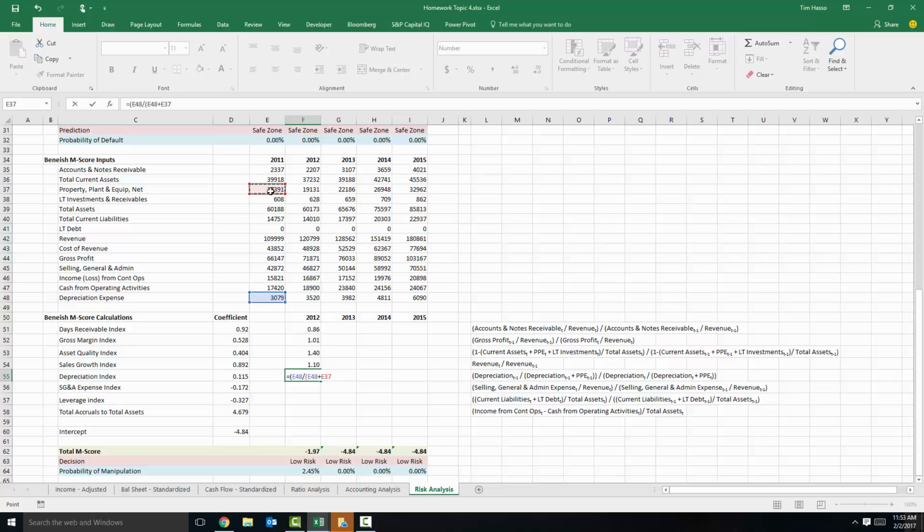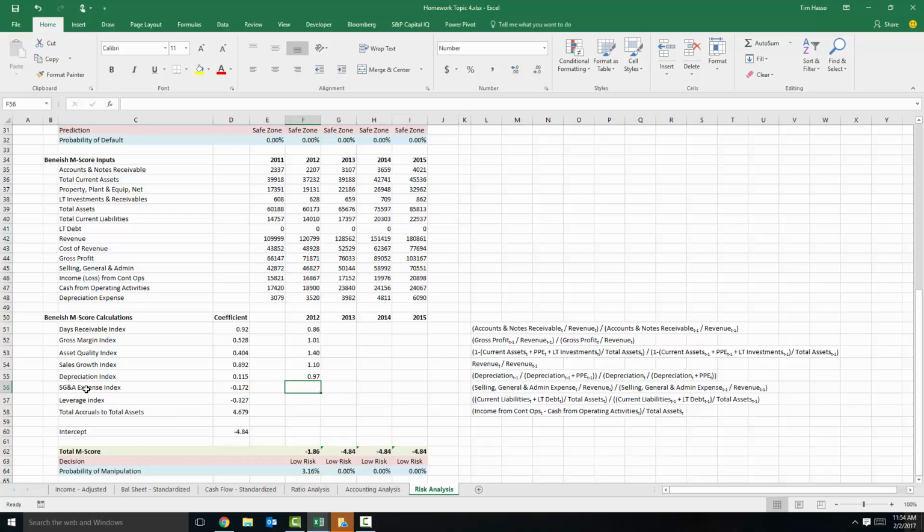Then you close that bracket, and then close another bracket, and then divide that sum by a similar formula but for this year. So again, open up the bracket, take the depreciation expense, divided by, open up the bracket, depreciation expense plus PP&E, and then close two brackets at the end. Press enter and you get 0.97.